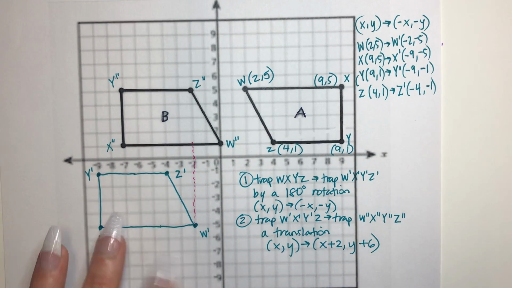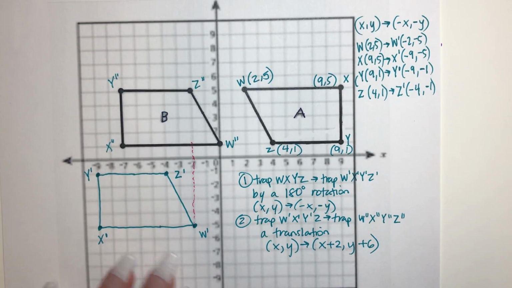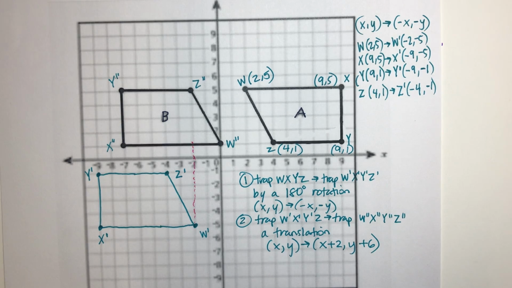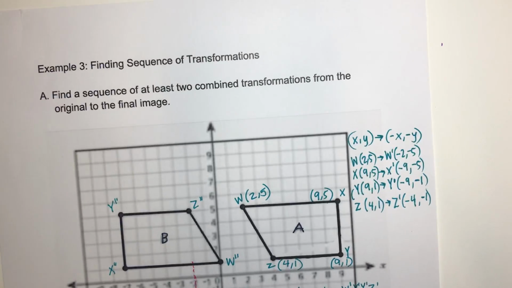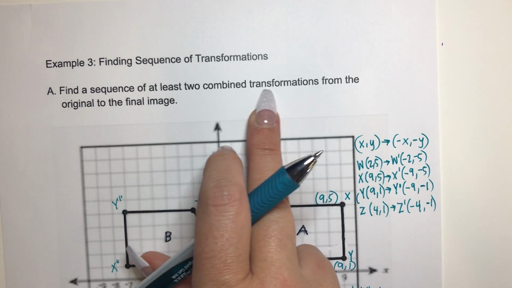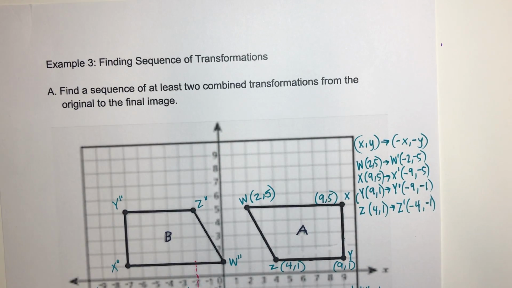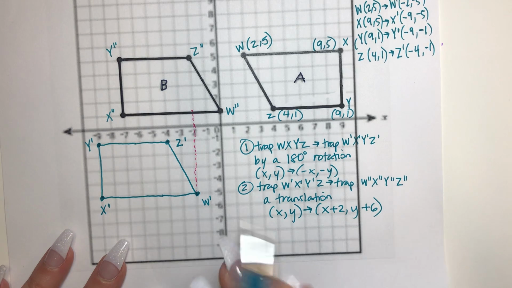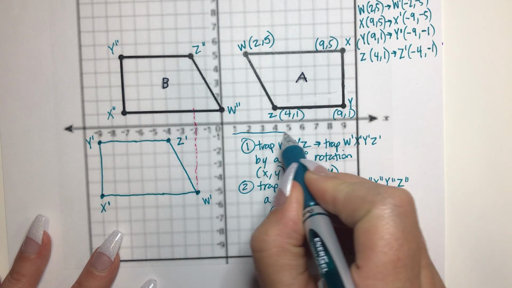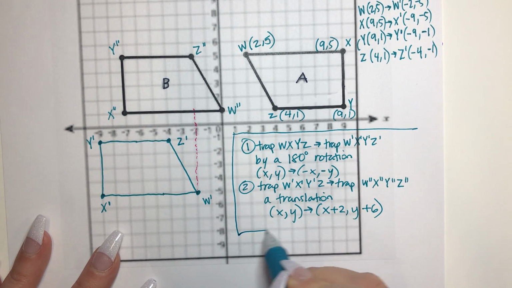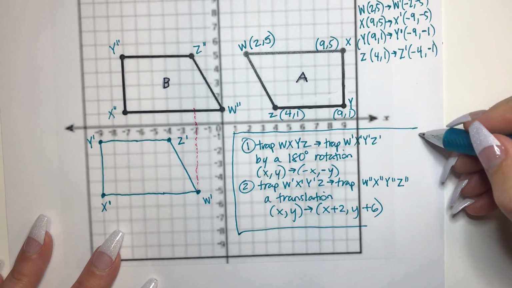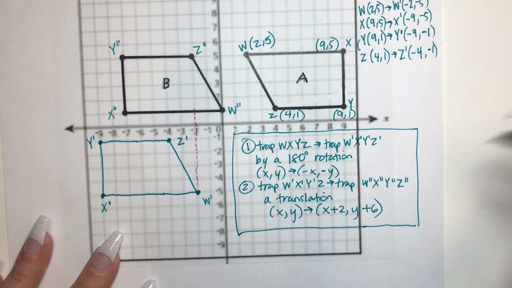We have a 180-degree rotation followed by a translation. So it says find a sequence. Let's go back and read the instructions. Find a sequence of at least 2 combined transformations from the original to the final stage. So there we go. That is our answer. Okay, let's go ahead and look at another example.